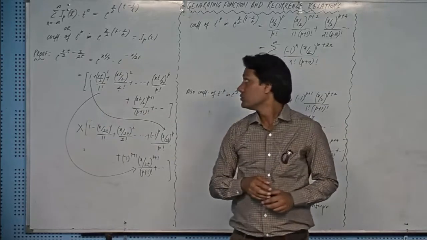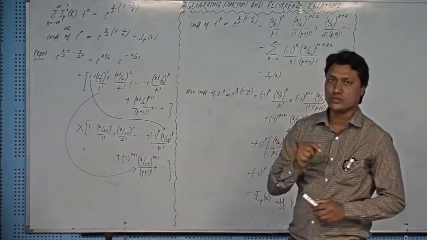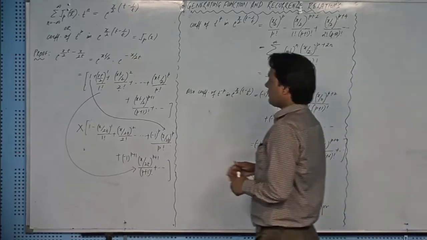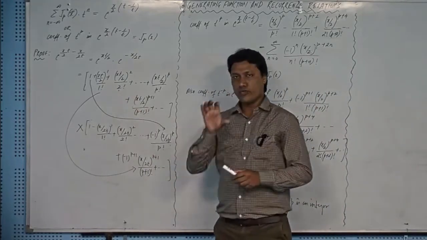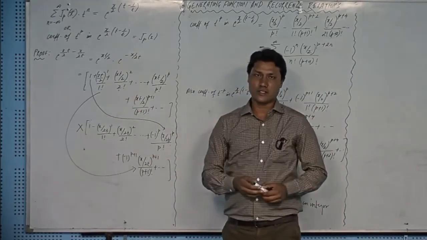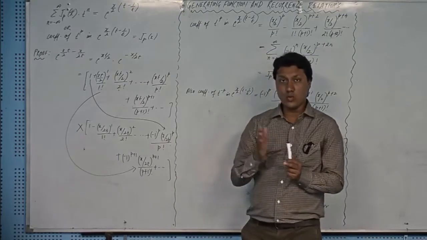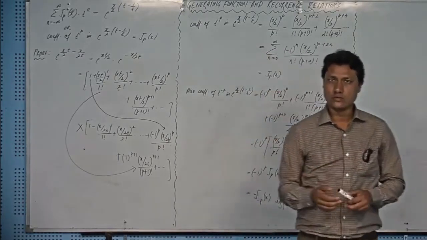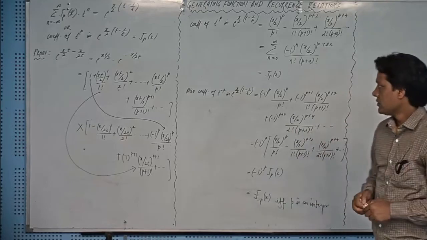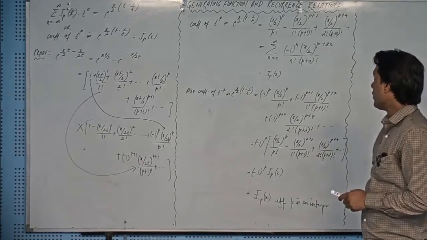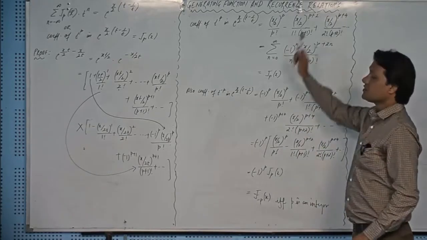It means that if I multiply these two series and try to find the coefficient of t to the power 0, then the coefficient of t to the power 0 will be J naught x. Similarly, the coefficient of t to the power 1 will be J1x, and so on, right? So here's a small proof of that, and now I will move to the recurrence relations.